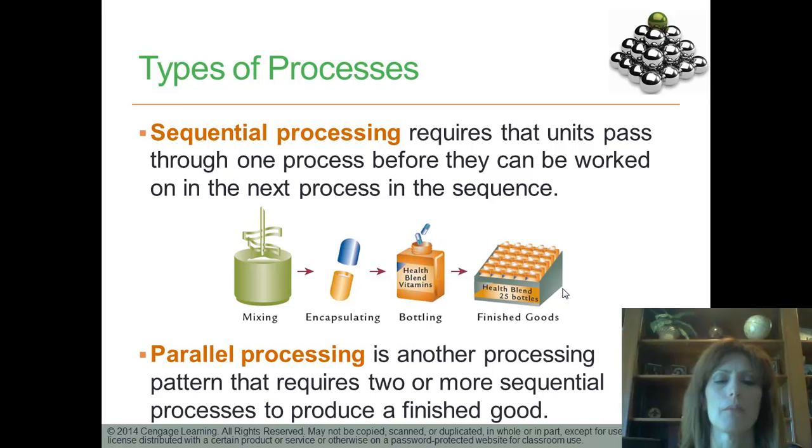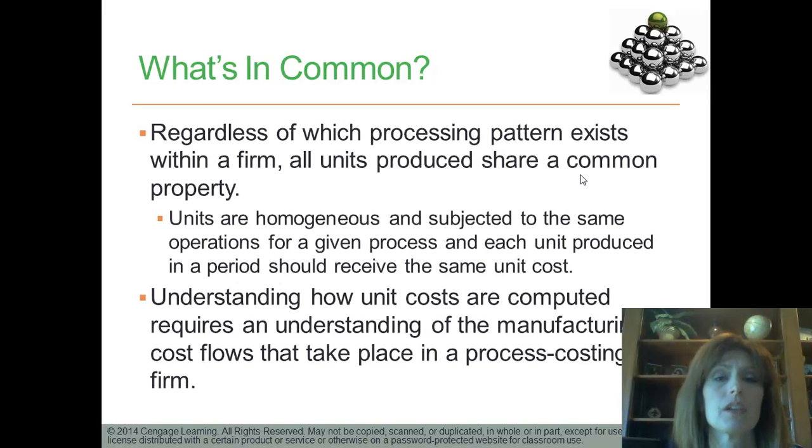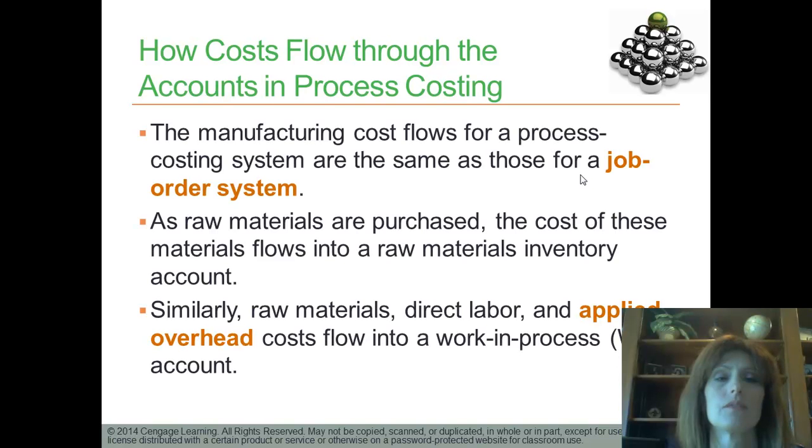We also have parallel processing when we have two or more sequential steps to finish a good. But essentially, we're able to see the value that's added at each point in the manufacturing process. Again, can be applied to products or to services. So what's in common? When we have process costing products, we have homogeneous units that all get the same operations and process, okay? So approximately getting the same cost.